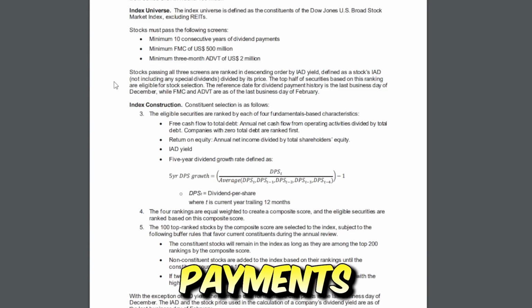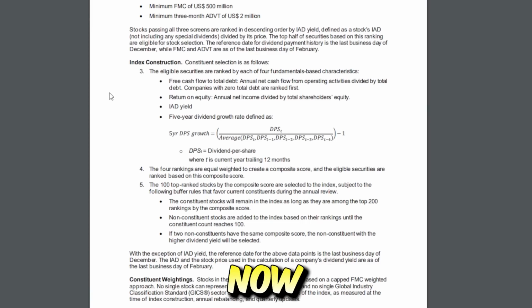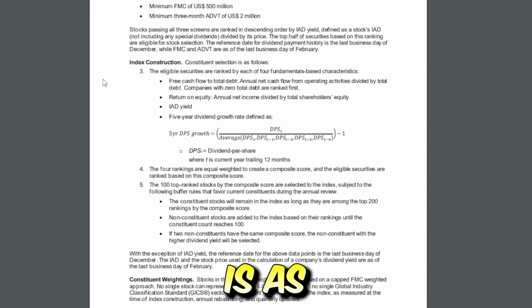The reference date for dividend payments history is the last business day of December, while FMC and ADVT are as of the last business day of February. Now the index construction, also very important. Constituent selection is as follows.